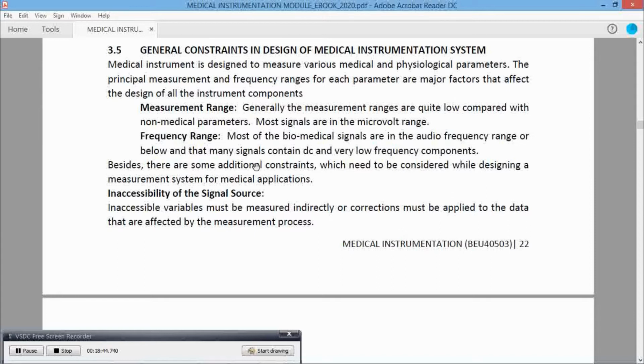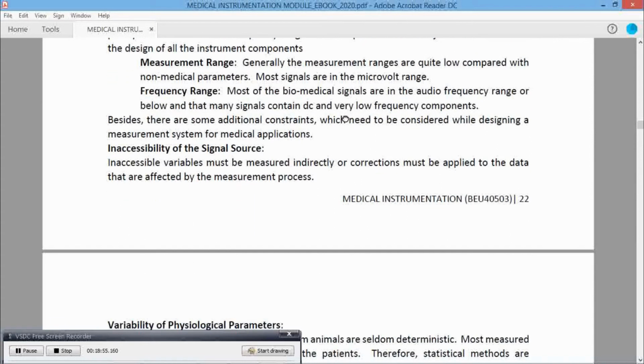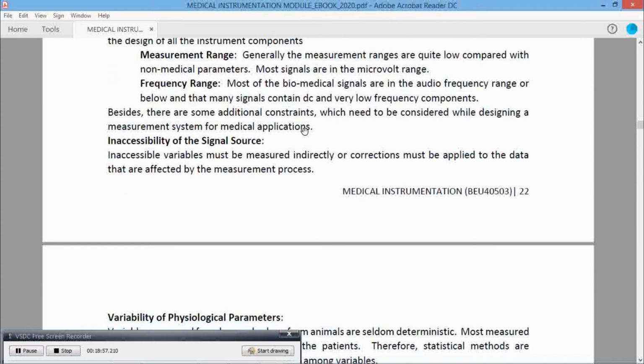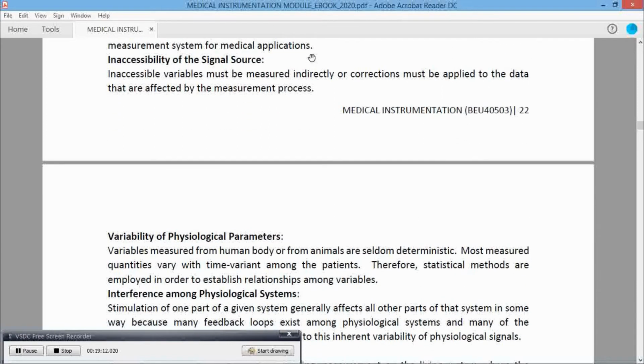Another one is you have to consider the frequency range. Most of the biomedical signals are in the audio frequency range or below. Many signals contain DC and very low frequency components. Besides, there are some additional constraints which need to be considered while designing a measurement system for medical application. These are the two parts, and then followed by inaccessibility of the signal source.